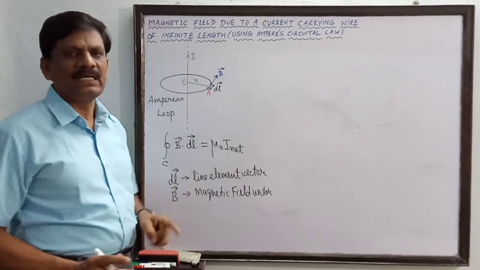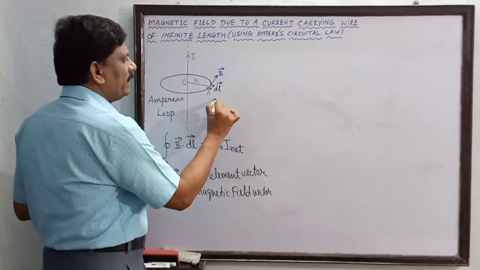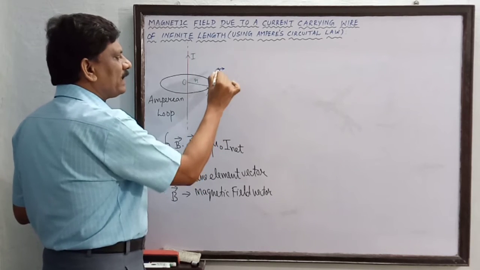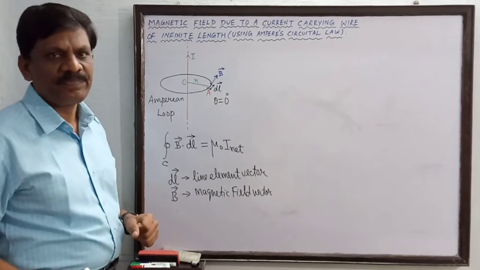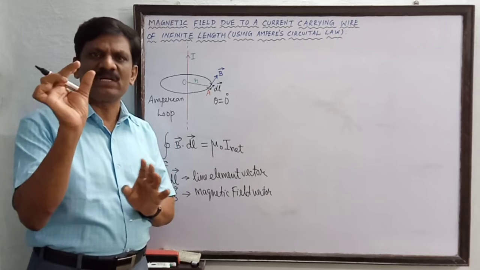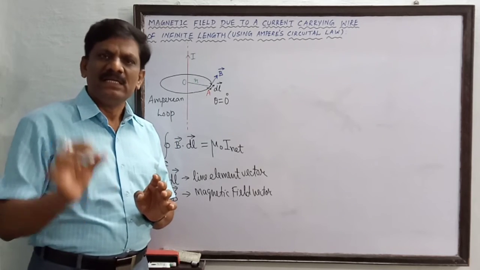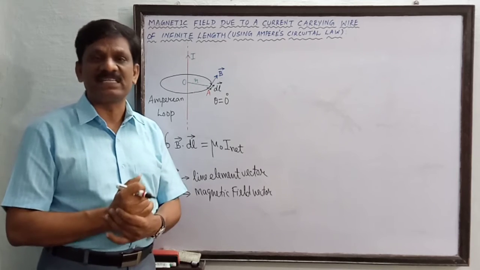Now you can see in this picture that the dl vector is tangential to the Amperean loop, and the B vector is also tangential to the Amperean loop, so that the angle between these two vectors B and dl is equal to 0. dl is not a material medium, it is a portion of the imaginary loop, that's all. In that portion dl, there is a field associated with it, therefore dl is a vector.